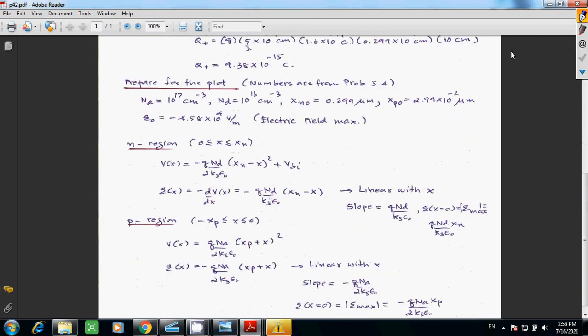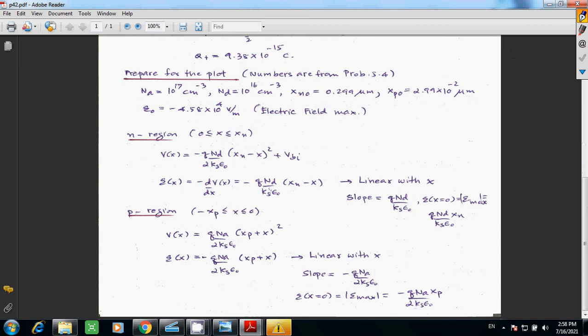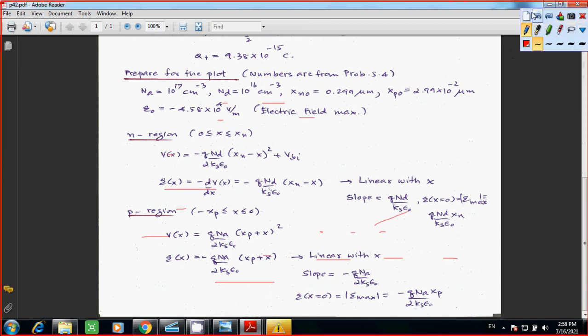Now let's go for the plot. You plot the charge density and also the electric field along the PN junction. We prepared for the plot. I pick up numbers from problem 5.4: NA, ND, xn0, xp0, E0, that's the electric field's max, or the magnitude of E max.